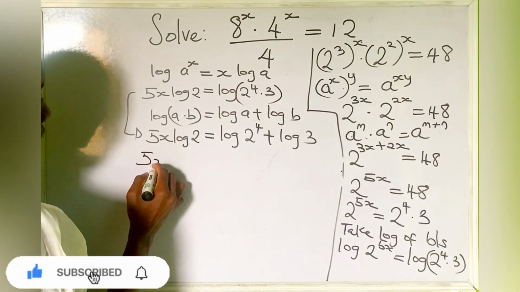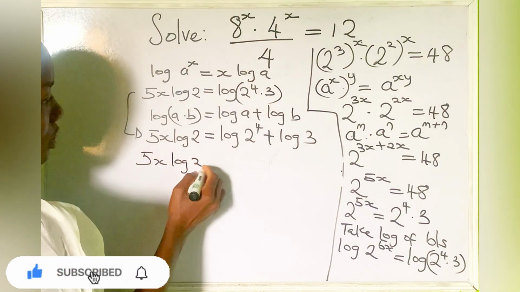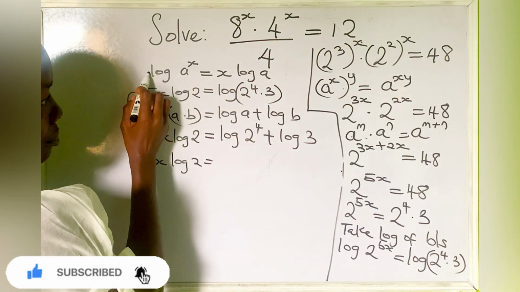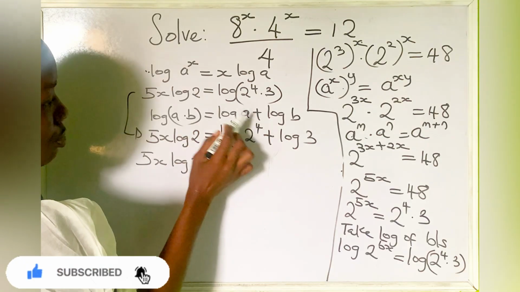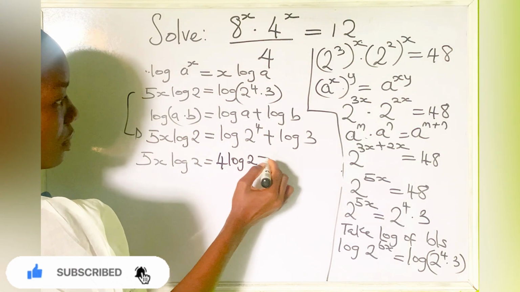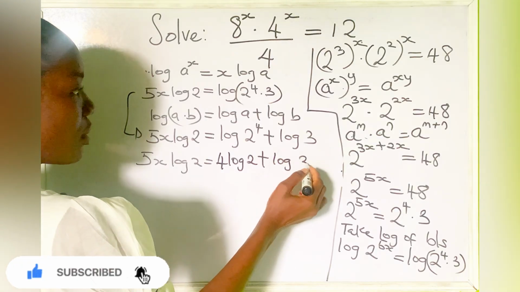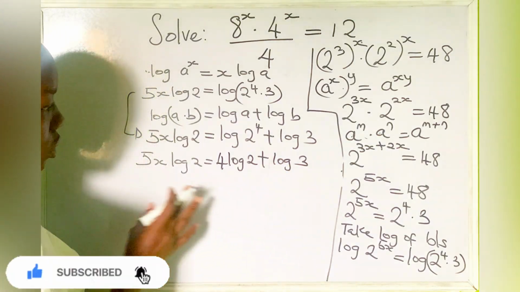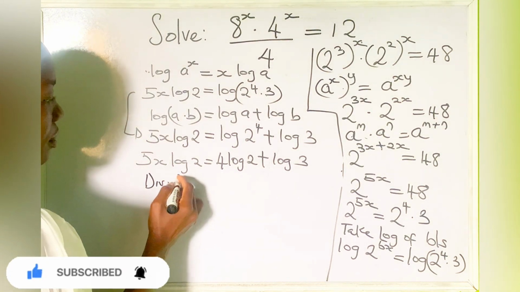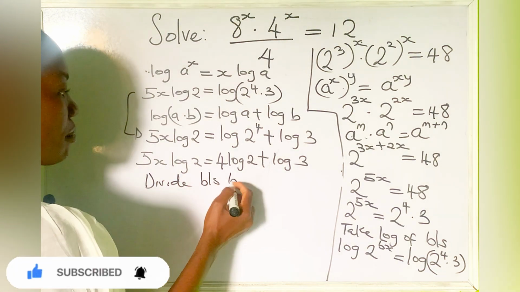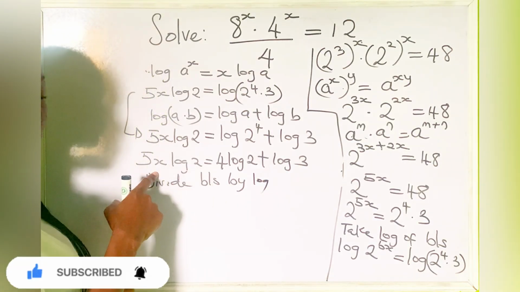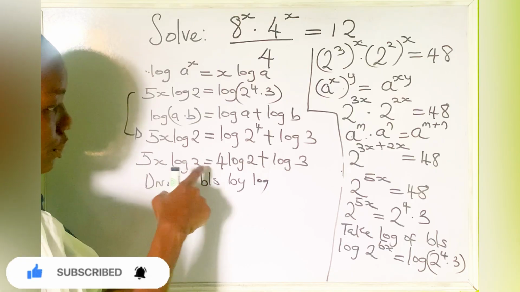This becomes 5x log 2 is equal to, now we've already stated this rule here, so we are going to be applying it here. So this becomes 4 log 2 plus log 3. All right, now what is going to happen? We're going to divide both sides by log 2. We are looking for the value of 5x, so we're going to be dividing by log 2.